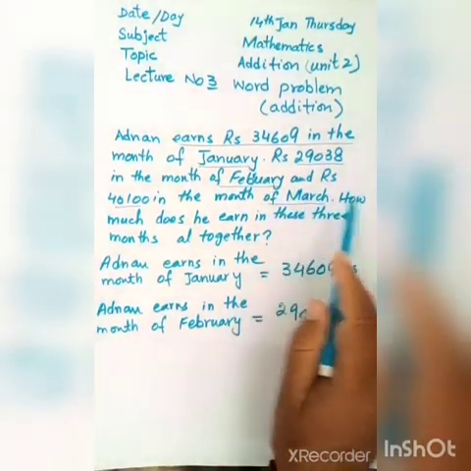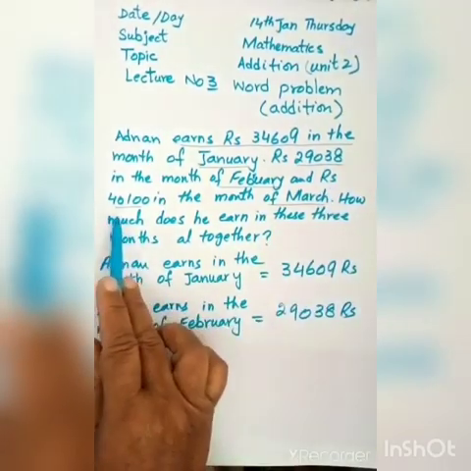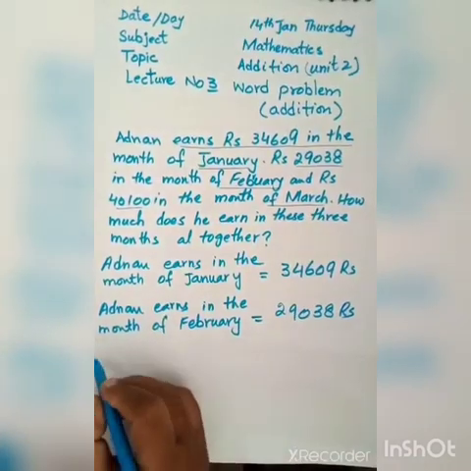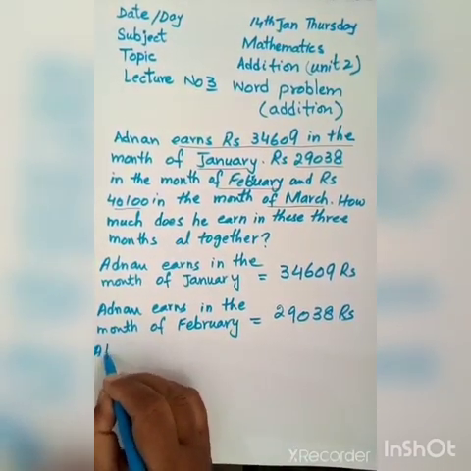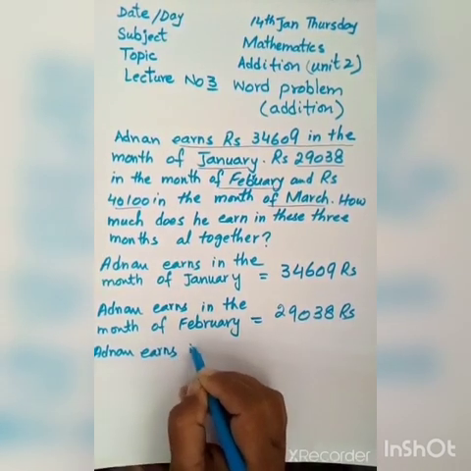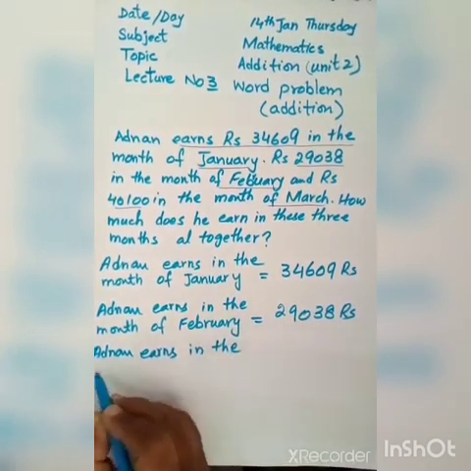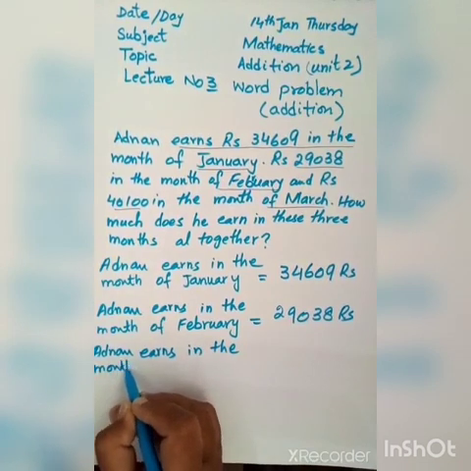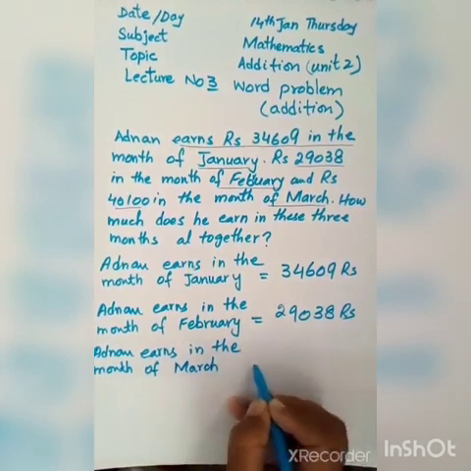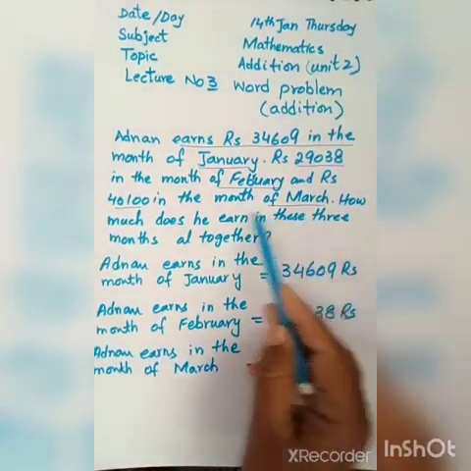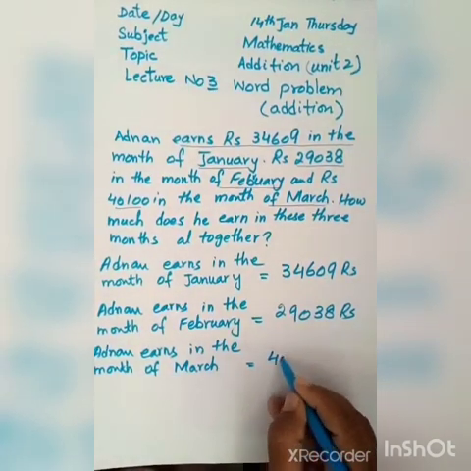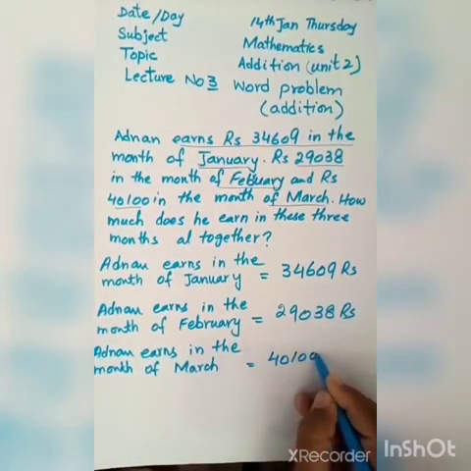Now we start once again, and rupees 40,100 in the month of March. The third statement is Adnan earns in the month of March. So what is the number? Go and look at this. The number is 40,100.